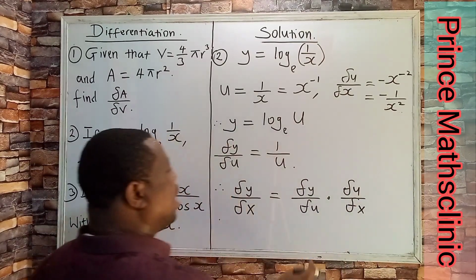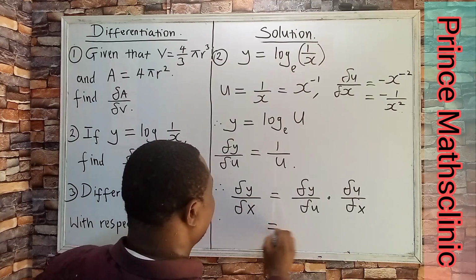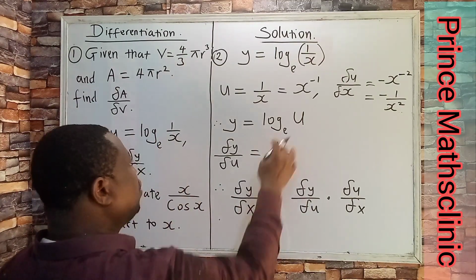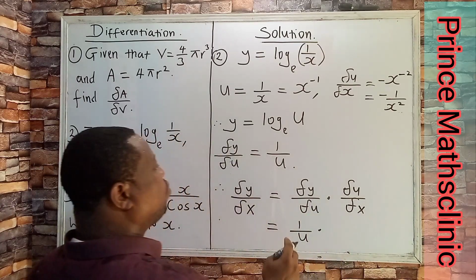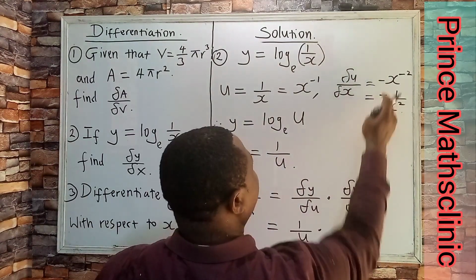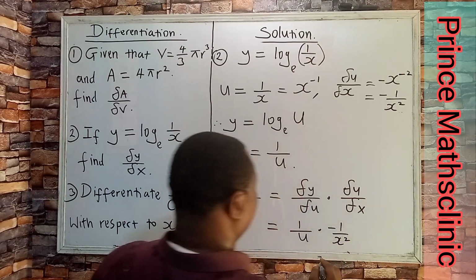How do you know you are correct? du cancels out du, so dy/dx equals dy/dx. So what is dy/du? The result of dy/du is simply 1 over u. Then what's the result of du/dx? The result is negative 1 over x squared.